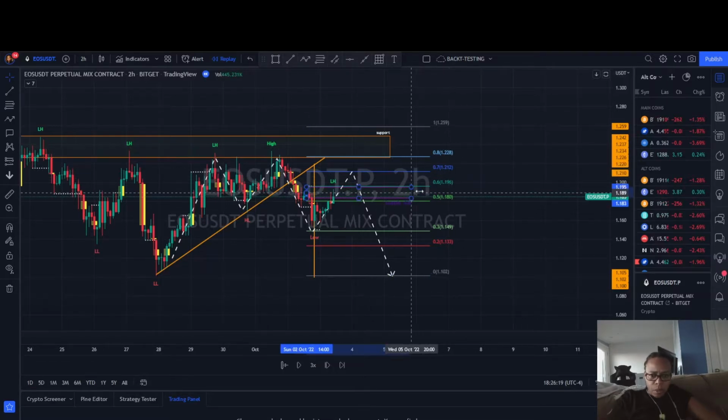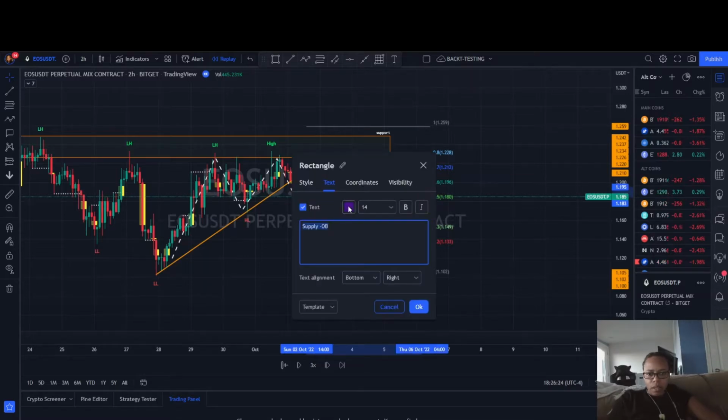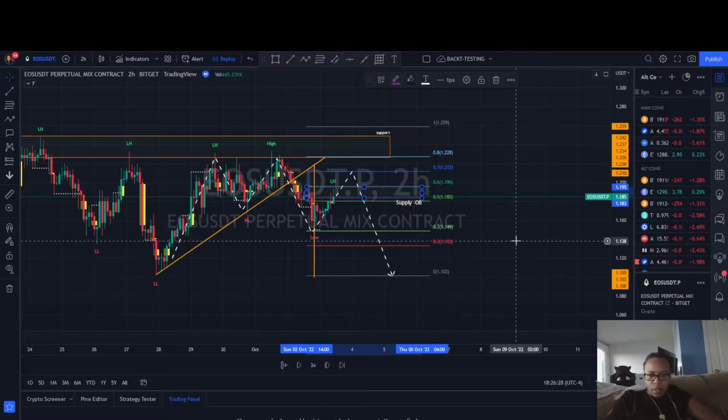Oh, wait, am I overshooting my supply? You know what? Hold on. I need to change the text on this. I couldn't even see that. My bad, guys. Totally uncool.